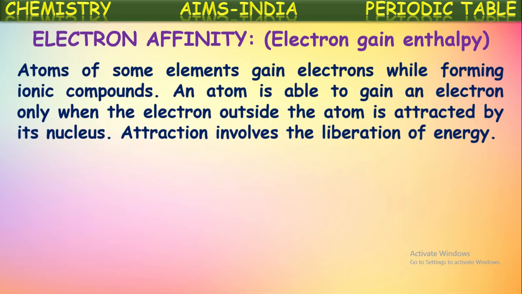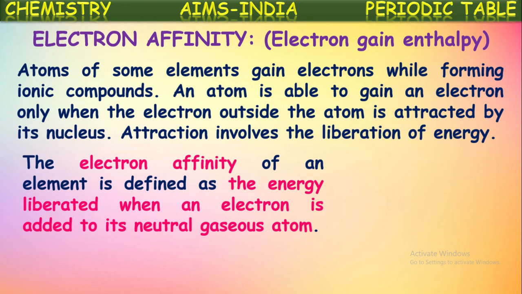So this attraction involves the liberation of energy. In the attraction of electrons by the nucleus, a certain amount of energy will be emitted. By that it can attract the electron and hence it takes the electron inside. Now, the electron affinity of an element is defined as the energy liberated when an electron is added to its neutral gaseous atom. So when an electron is added to a neutral gaseous atom, a certain amount of energy will be emitted by that atom. That emitted energy is called electron affinity.